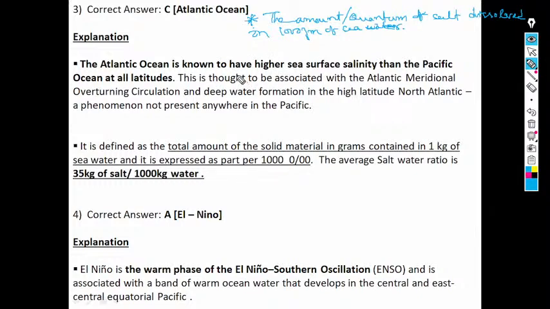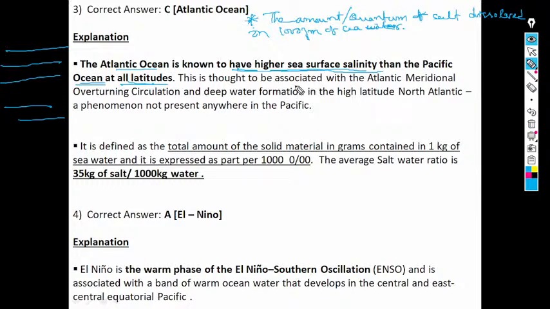Here, the Atlantic Ocean basically has higher surface salinity than the Pacific Ocean at all latitudes. At all latitudes it has been examined that the Atlantic Ocean has higher sea surface salinity than the Pacific Ocean.